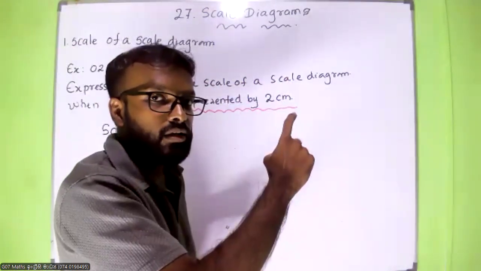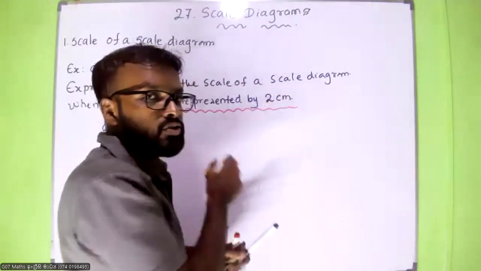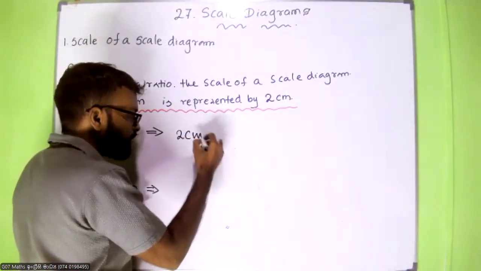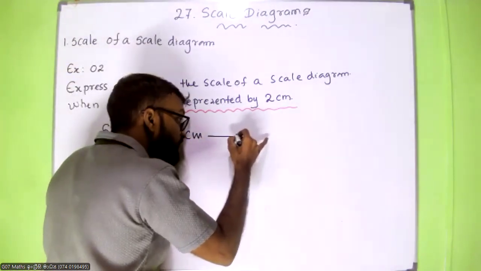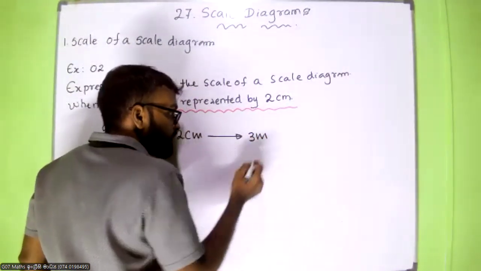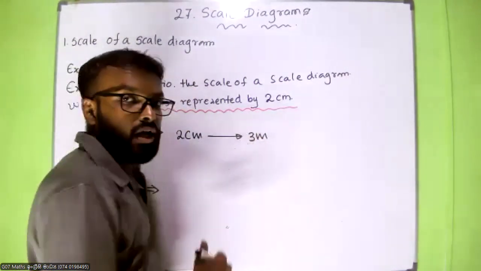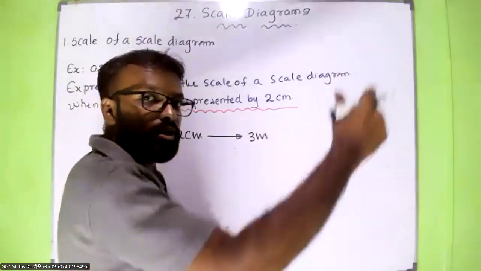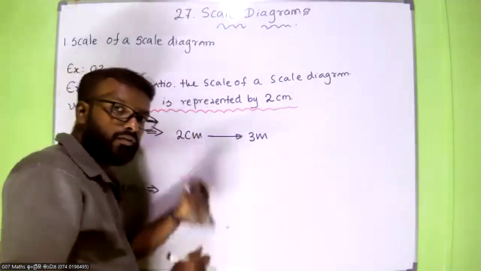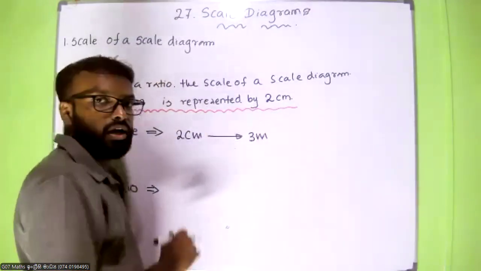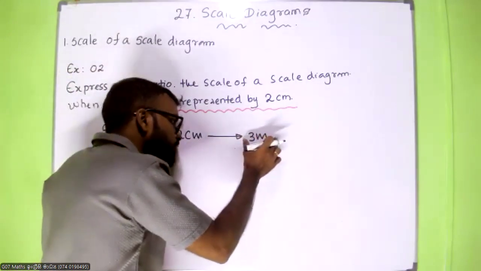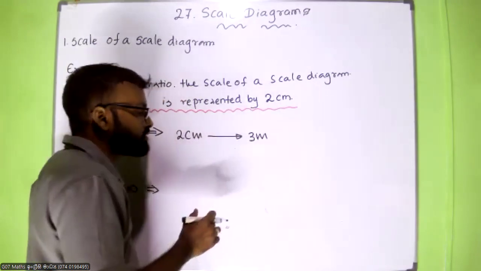So this 2 centimeters should come to the front. By using 2 centimeters, I am going to represent a total of 3 meters, a bigger length. So this is Malli, this is Ayya. Ayya is the bigger one. It should be on your right hand side. Malli, left hand side. By using 2 centimeters, I am going to represent 3 meters.